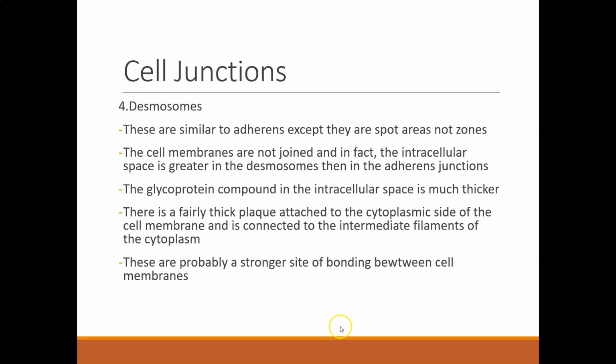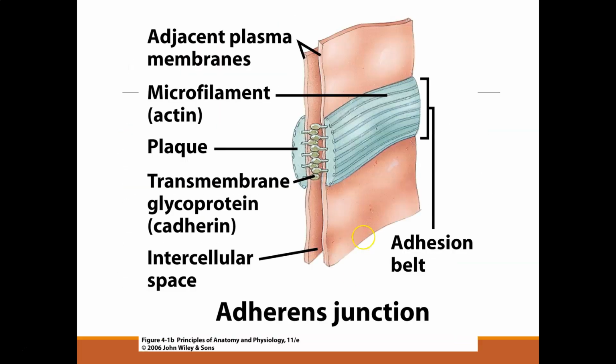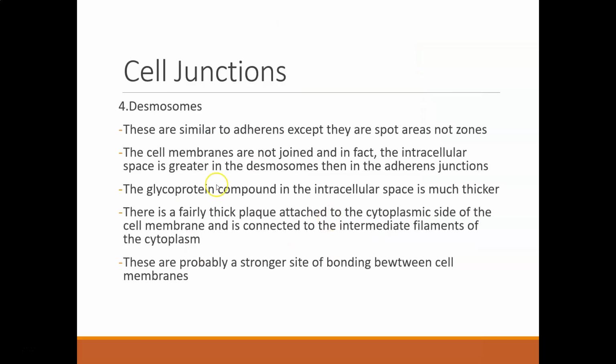The next are known as desmosomes. Now, these are similar to adherens in the way they're built up. And remember, this back here is the adherens, okay, with the plaque and the transmembrane proteins. So this is similar, but these are spots, not zones. Again, the cell membranes are not joined, and in fact, within desmosomes, the intracellular space is larger, it's greater, than it was in the adherens junction. So the cell membranes are actually farther apart in desmosomes.